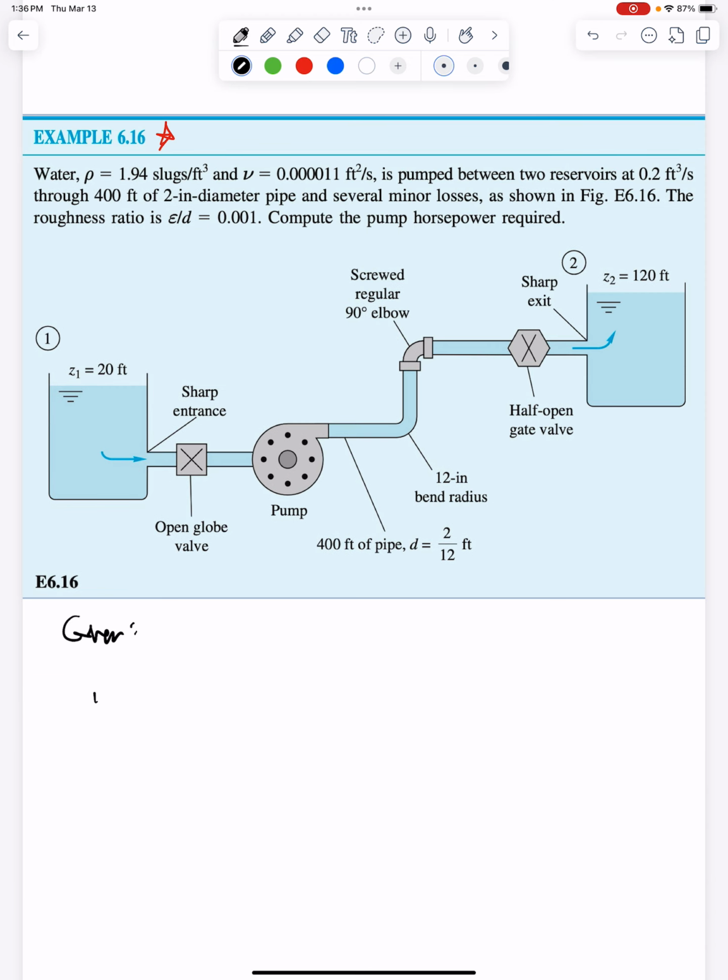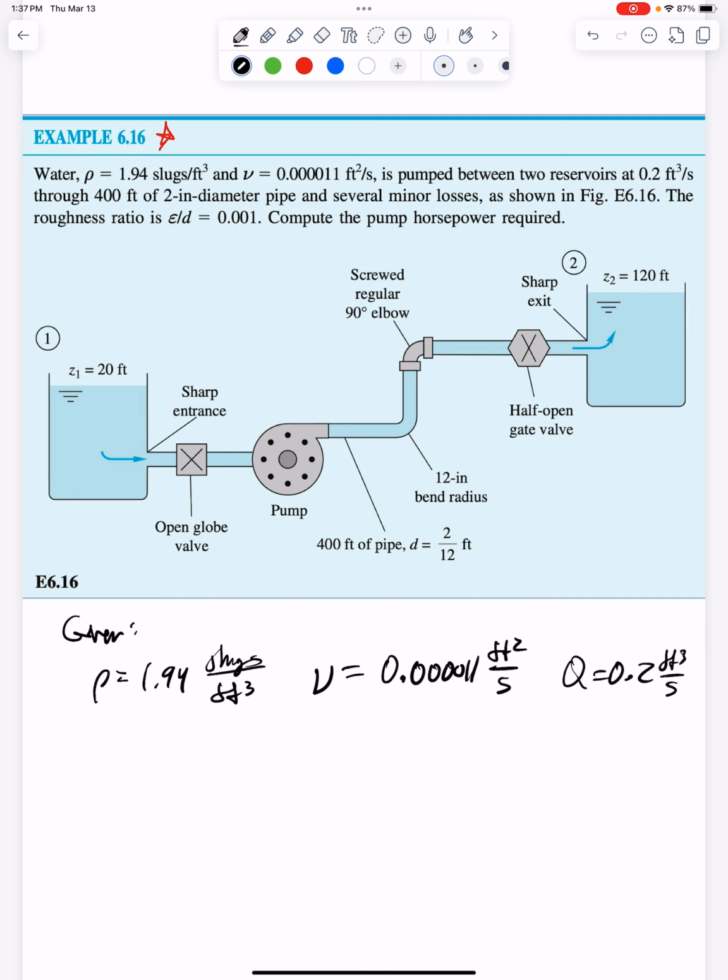So we're given density and dynamic viscosity. It's pumped between two reservoirs at a volumetric flow rate of 0.2 cubic feet per second. We're given that the total pipe length it flows through is 400 feet, and the diameter is 2 inches. 2 inches is the same as 2 over 12 feet.